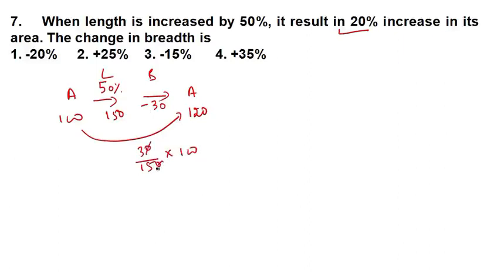So the 0 0 cancel. So 3 1 3 5. Now 1 by 5 means 20%. So breadth will get reduced by 20%. So 1 is your right answer.